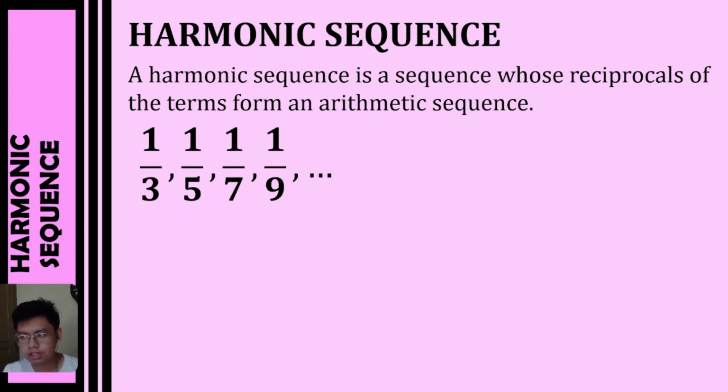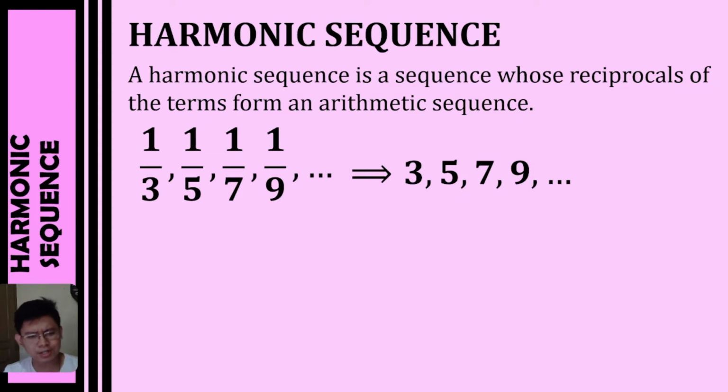And if we get the reciprocal of these numbers, we will have 3, 5, 7, and 9, and so on and so forth. So this 3, 5, 7, and 9 is an example of an arithmetic sequence because their common difference is 2. So to get the next term, we just add 2, and so on and so forth.